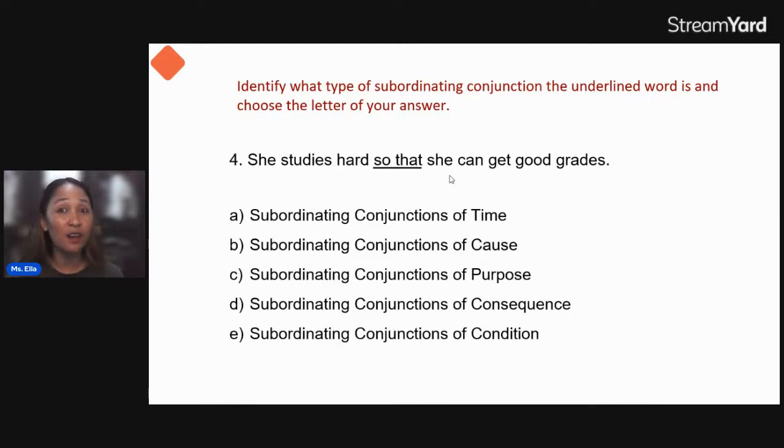She studies hard so that she can get good grades. Again, she studies hard so that she can get good grades. I want you to understand the sentence. Now, what type of subordinating conjunction is the underlined word? Is it conjunction of time? Conjunction of cause? Conjunction of purpose? Conjunction of consequence? Or conjunction of condition?